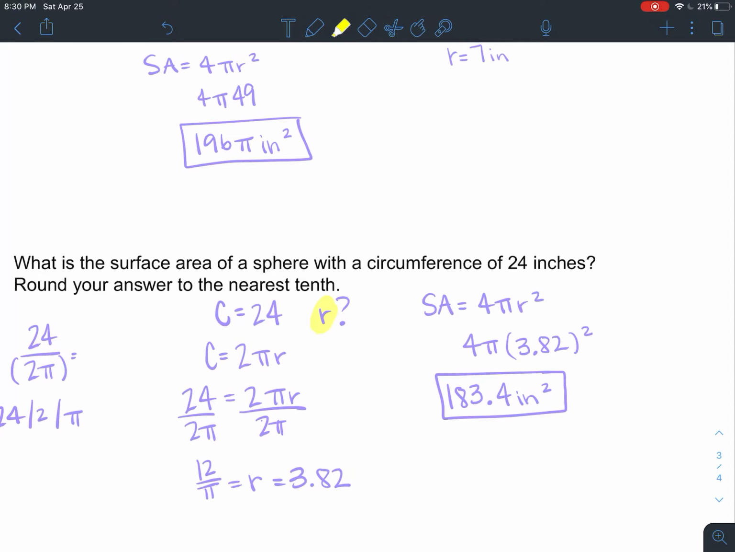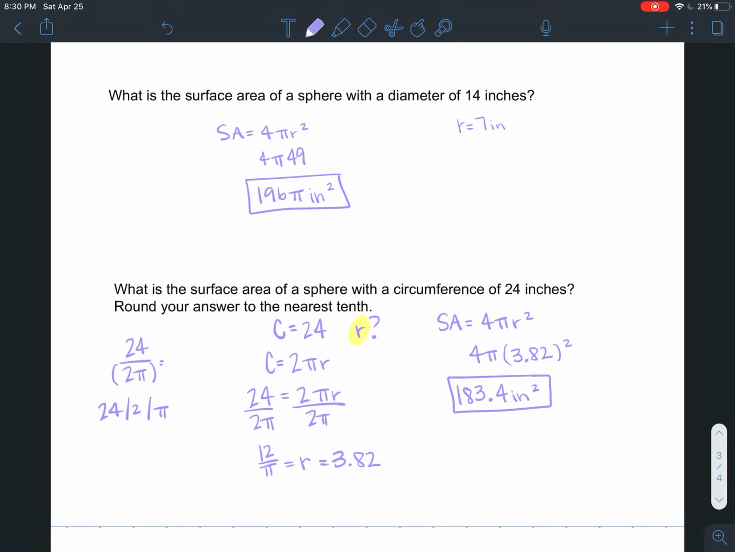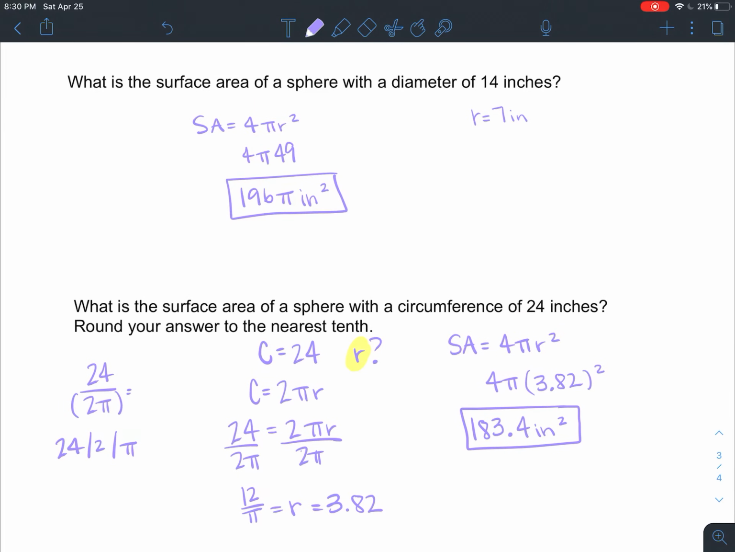Always work back to find that radius if you don't have it. That's the only measurement that you need on a sphere to be able to find its surface area.